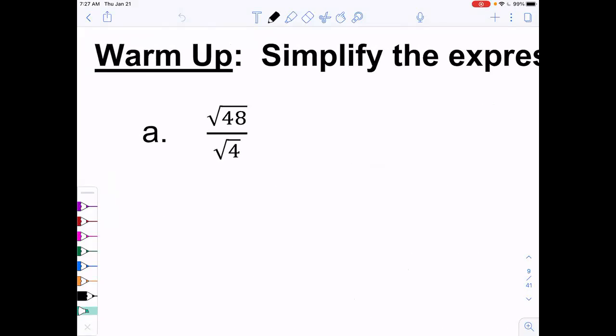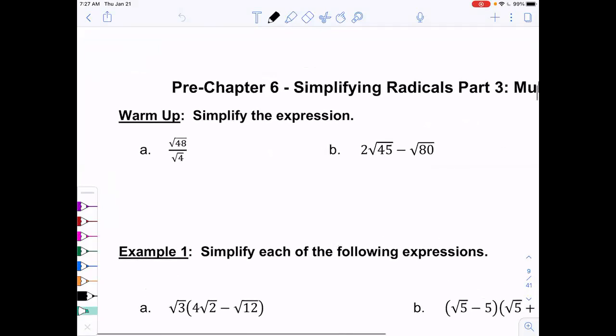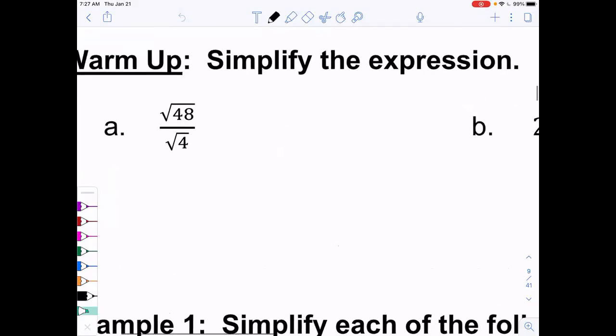So number 1, there's a couple of different ways that you could approach number 1. The square root of 48 over the square root of 4. Depends on what you see first. A and C are similar to each other for sure because they're both division. So that's the quotient property. B is what we did yesterday.